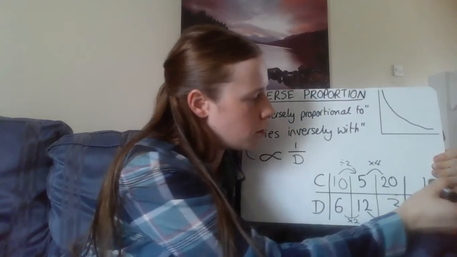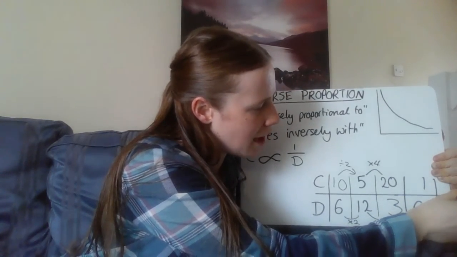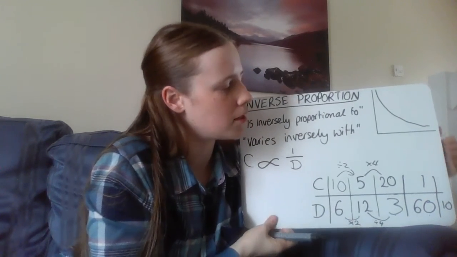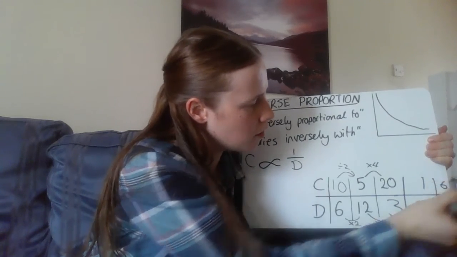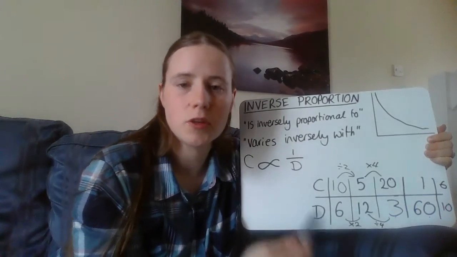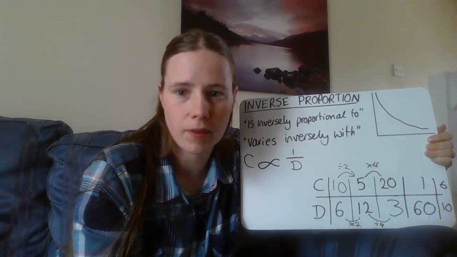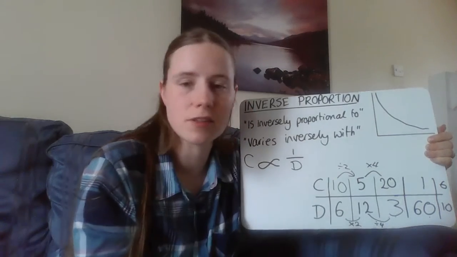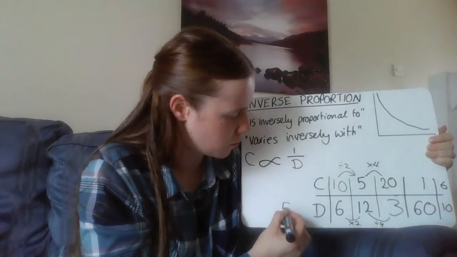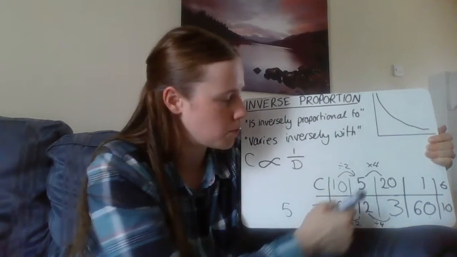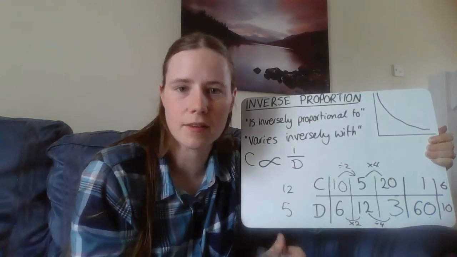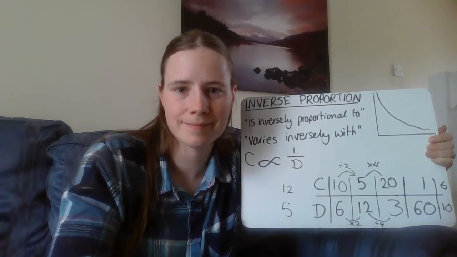One more thing I just want to show you. If I make this one 10, I could do that by dividing this by 6, and I'd therefore have to times the other one by 6. You'll notice that this pair has just been flipped over and swapped around. So you can also do that with inverse proportion. Okay, if you notice that one of the values has been swapped over, then the other one will be as well. For example, if I was given that D is 5, without having to work it out, just by looking at this pair, I know that C is 12. Okay, so that's another little thing that you can do to help out with this.